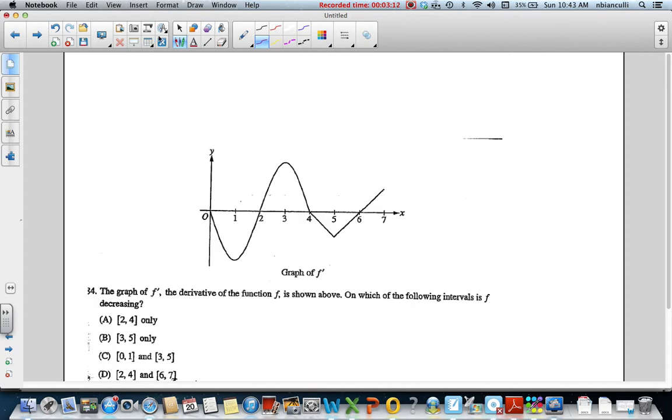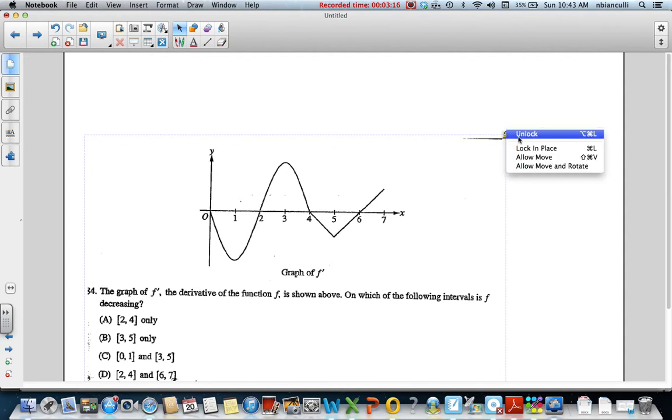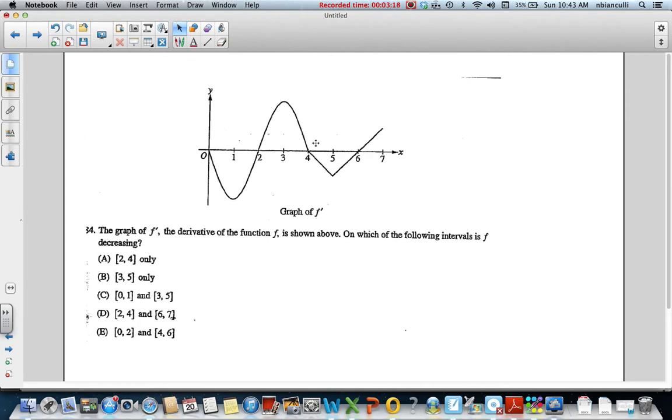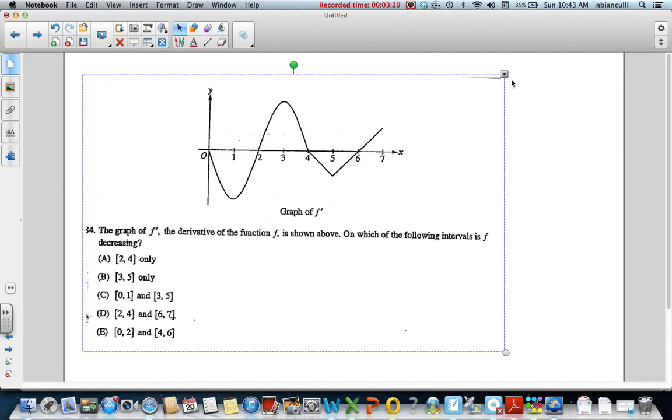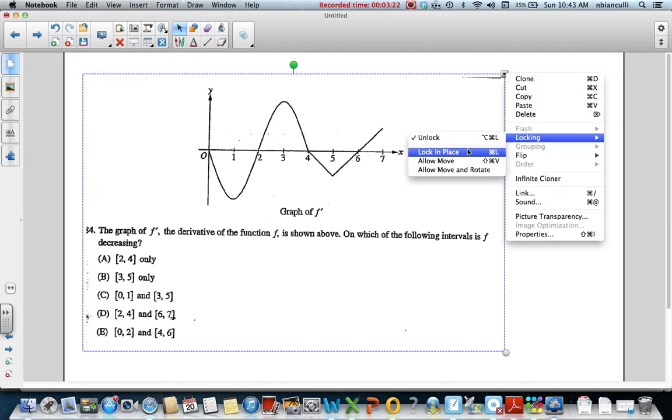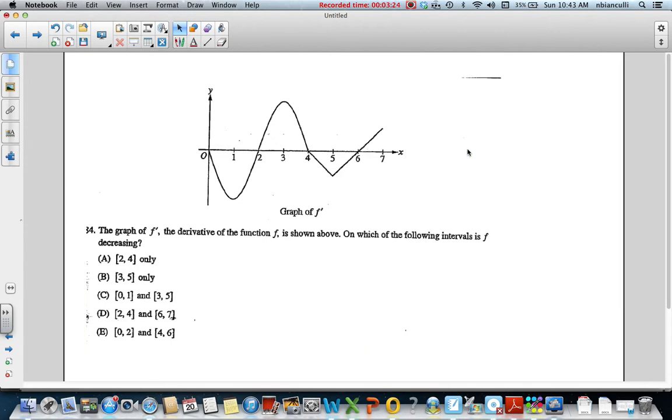Whoops, hold on one second here. I don't know why that's all the way down there, but it is. So anyway, as I'm changing this, this is number 84, and it says, the graph of f prime, the derivative of f, is shown above. On which of the following intervals is f decreasing?